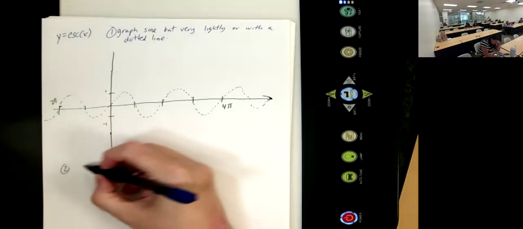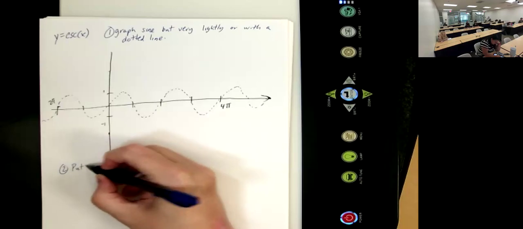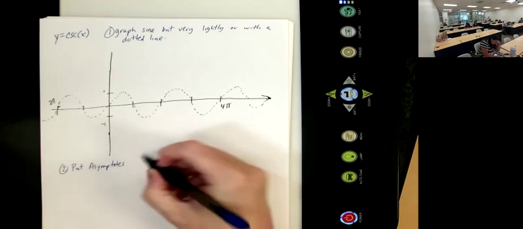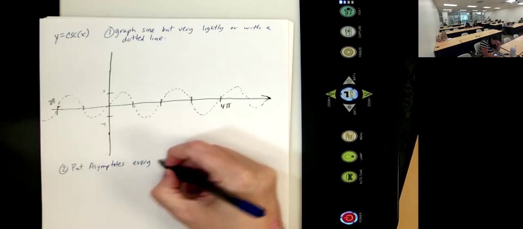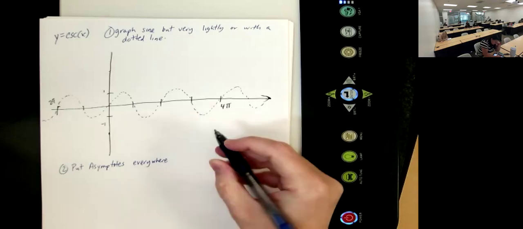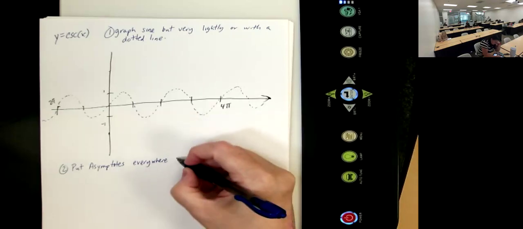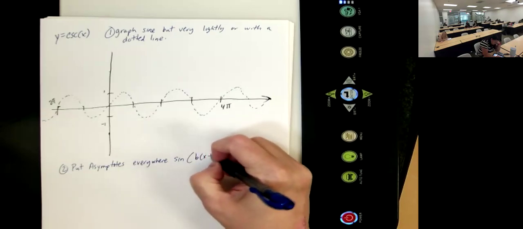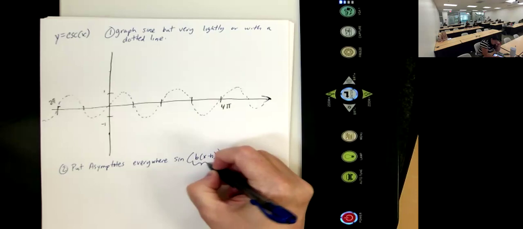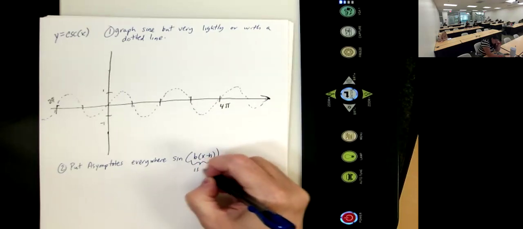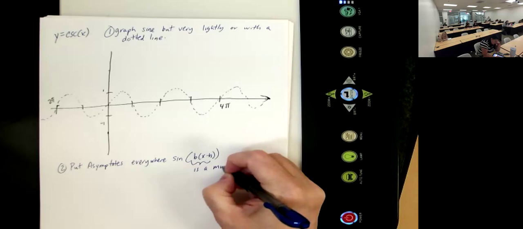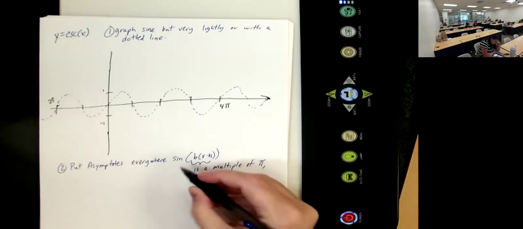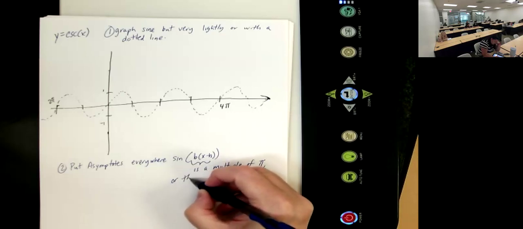Step two. Put asymptotes everywhere sine of, I'm gonna say, b times x minus h, where this part is a multiple of pi. It's called the zeros of sine.